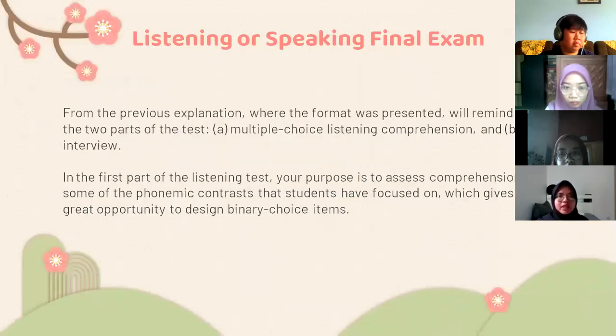Next is listening or speaking final exams. From the previous explanations where the format was presented, you will be reminded of two parts of the test: multiple choice listening comprehension and oral interview. In the first part of the listening test, your purpose is to assess comprehension of some of the phonemic contrasts that students have focused on, which gives you a great opportunity to design binary choice items. Next slide.